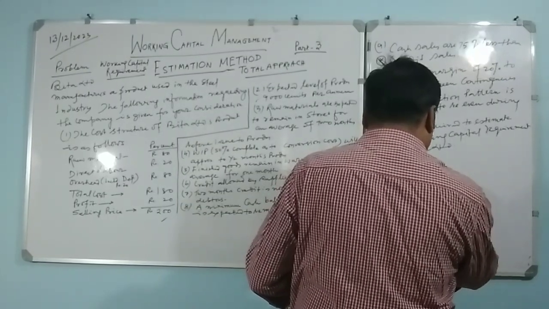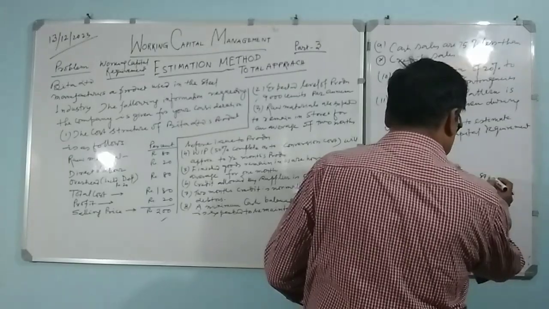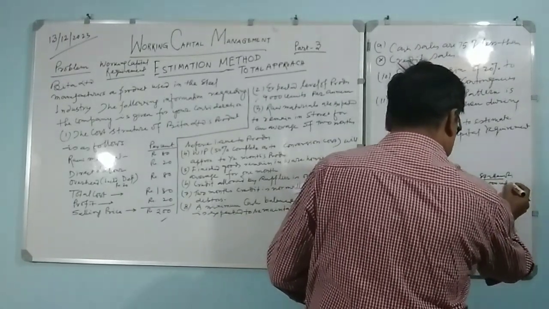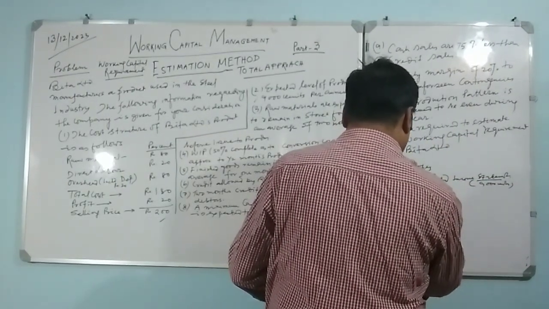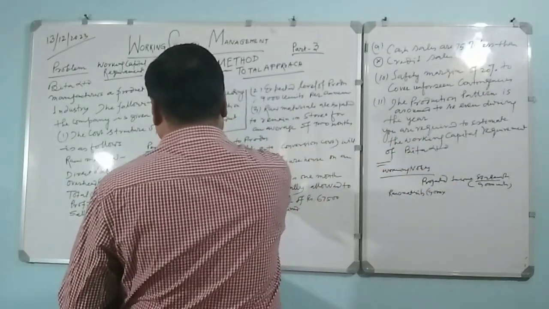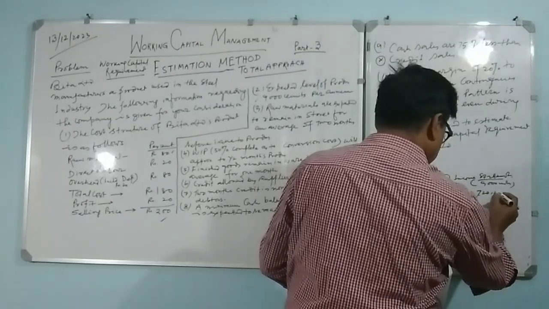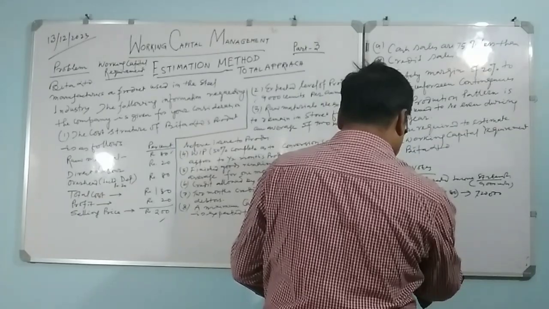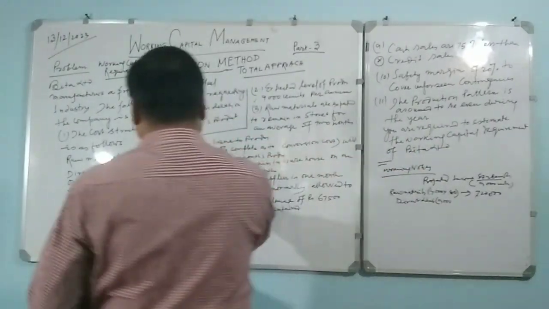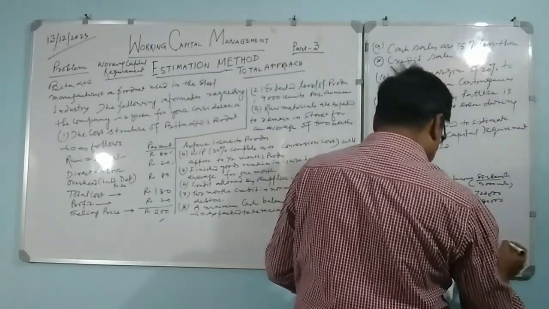So the projected income statement for how many units? 9,000 units. For 9,000 units, your raw materials, how much will it be? 9,000 units multiplied by 80 rupees per unit equals 7,20,000, your raw material. Then direct labor: 9,000 units, direct labor per unit 20 rupees, multiplied by 20 equals 1,80,000, right? Then your overhead.